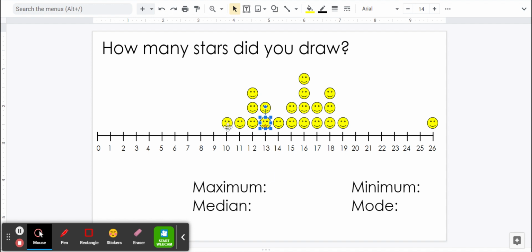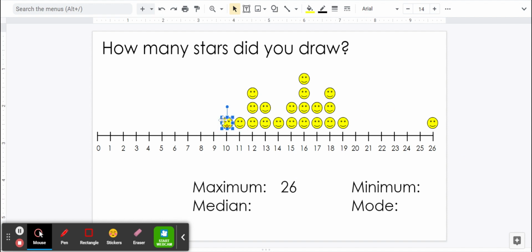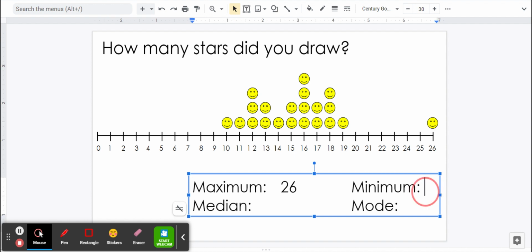So maximum, out of all of these responses, which one is the greatest? That would be this one over here. The maximum number of stars somebody drew is 26. The minimum is the least amount of stars somebody made. The least amount of stars somebody made is 10. So it's like the smallest number on the number line that still has a smiley face or an X above it. So minimum again is 10.